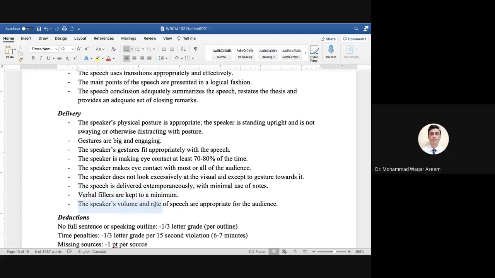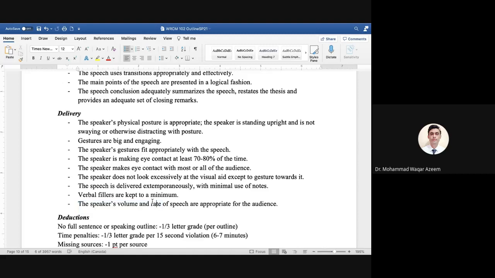Finally, the speaker's volume and rate of speech should be appropriate for the audience. So volume is how loud you are speaking, okay? In some cases, for example, during the Google Meet, when some of you speak, you are hardly audible, okay? So it is your responsibility to check the sound of your system, okay? So make an arrangement for a friendly call with a family member or with a friend, and communicate with her or him to make sure that you are clearly audible to your audience.